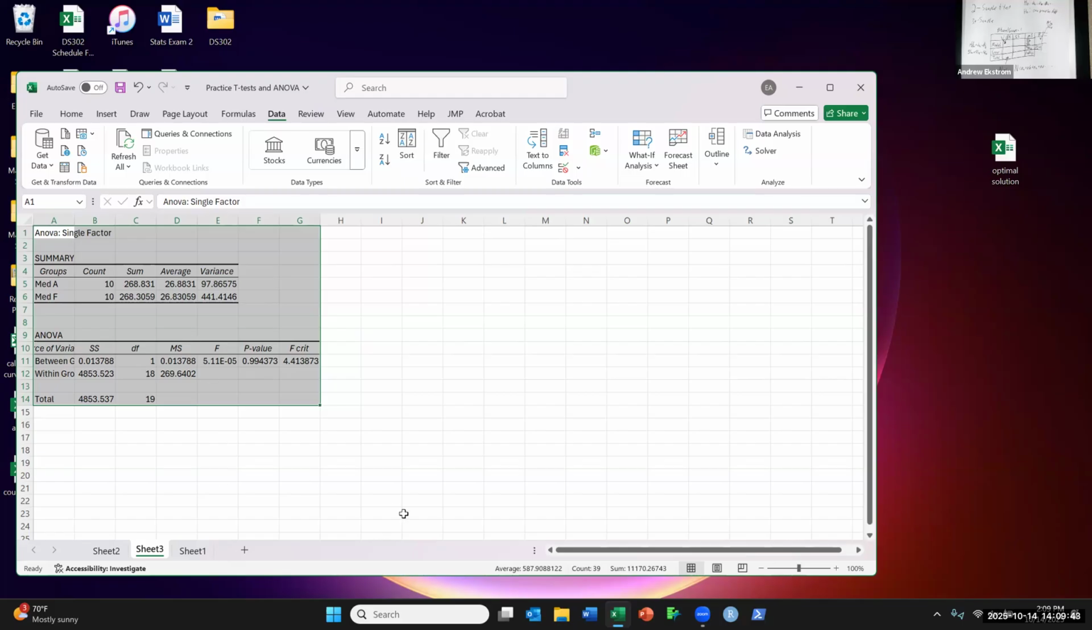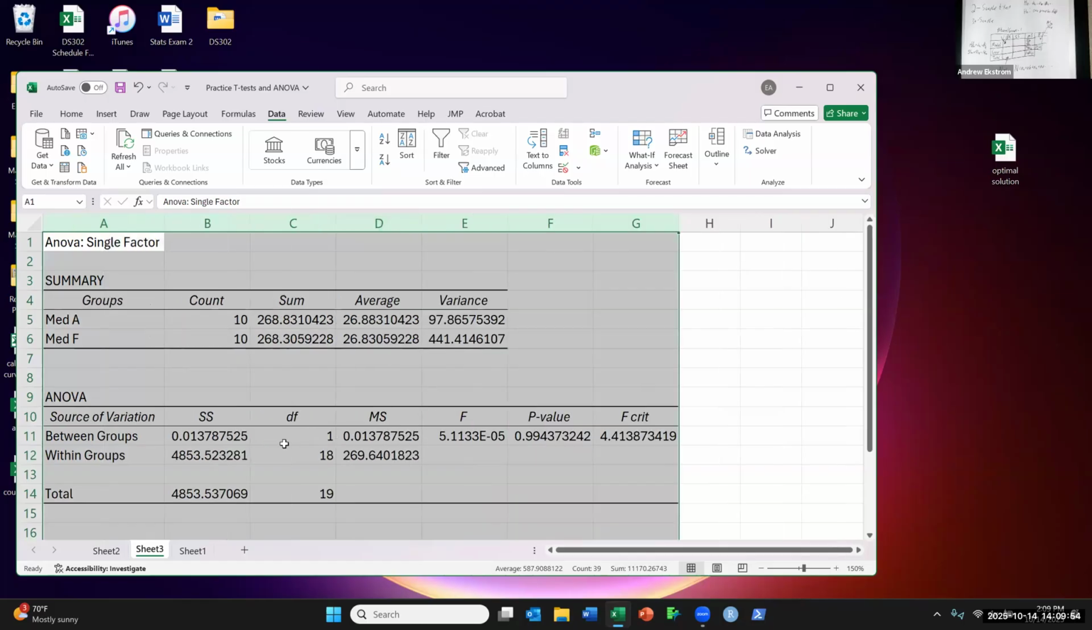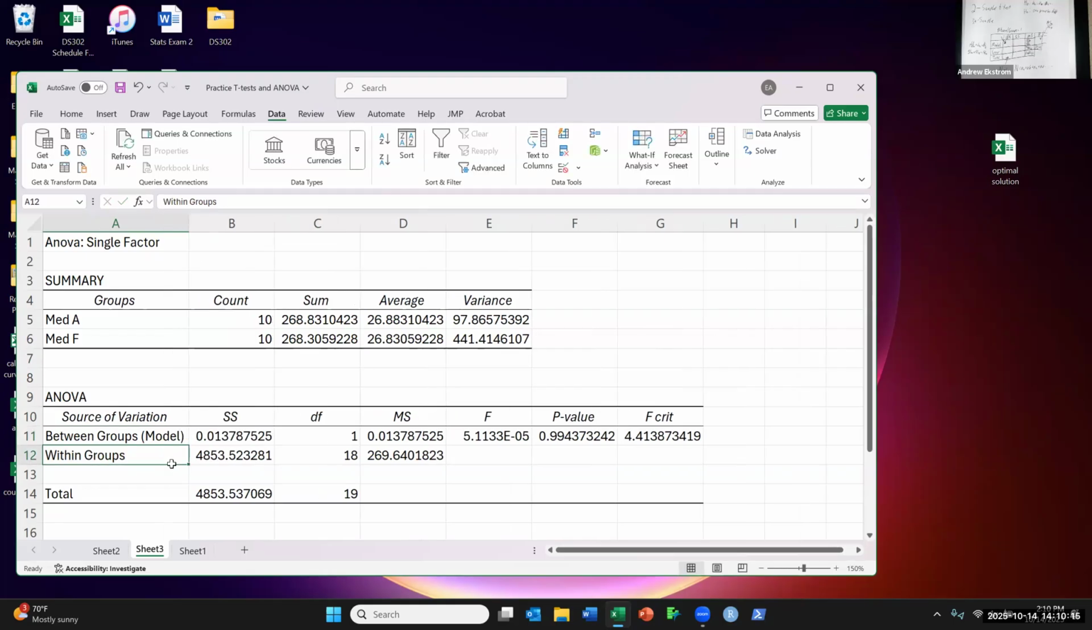So when you look at the information that we have here, though, they're calling it between groups and within groups. When we look at ANOVA tables for regression models, it's model versus error. So we can think of that top part as the model. This bottom thing here as the error.